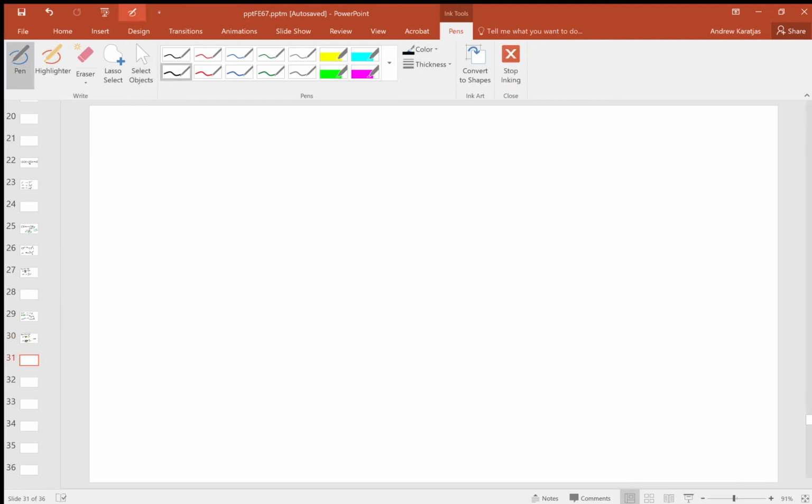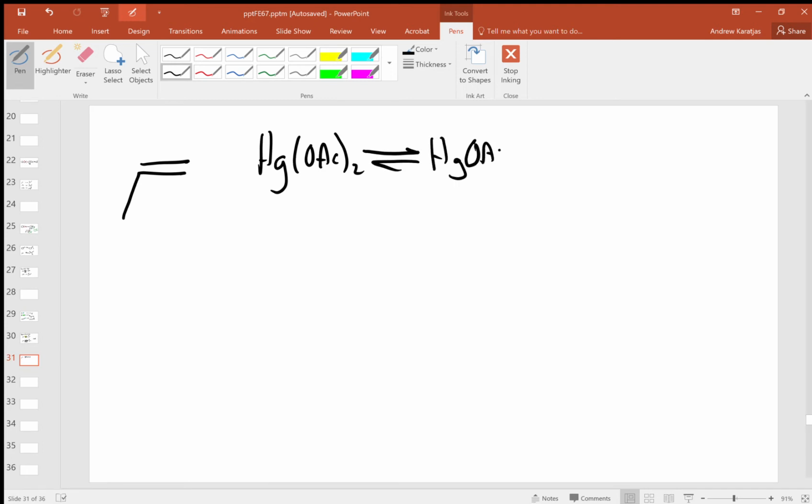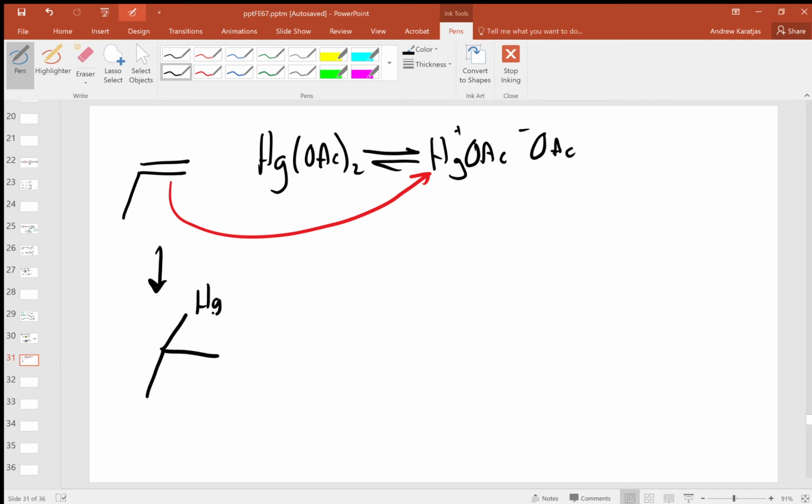So next we'll take a look at the mechanism. The first piece of this mechanism is that the mercury acetate will dissociate. And it's then this positively charged mercury which gets attacked by the alkene. And that gives us a three-membered ring containing the mercury. At this point, water will attack.